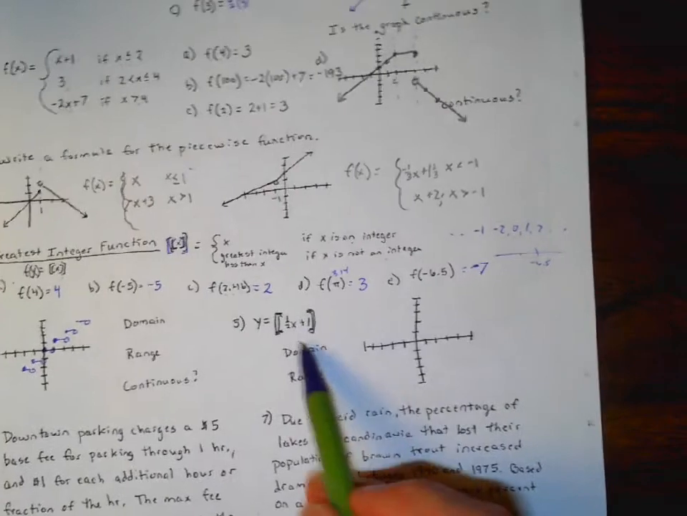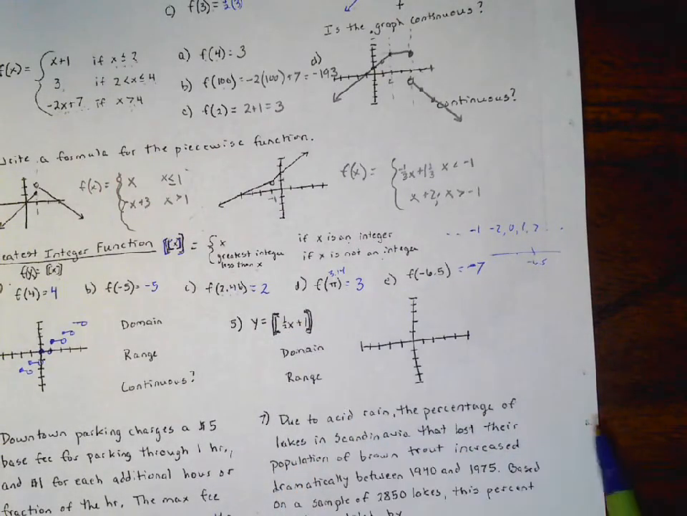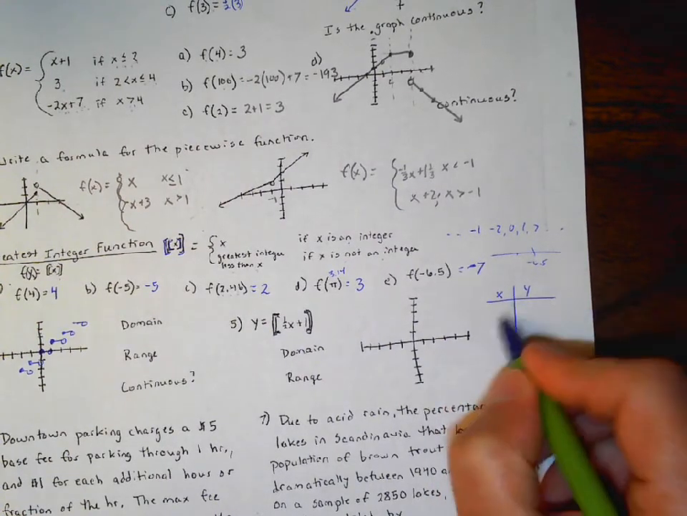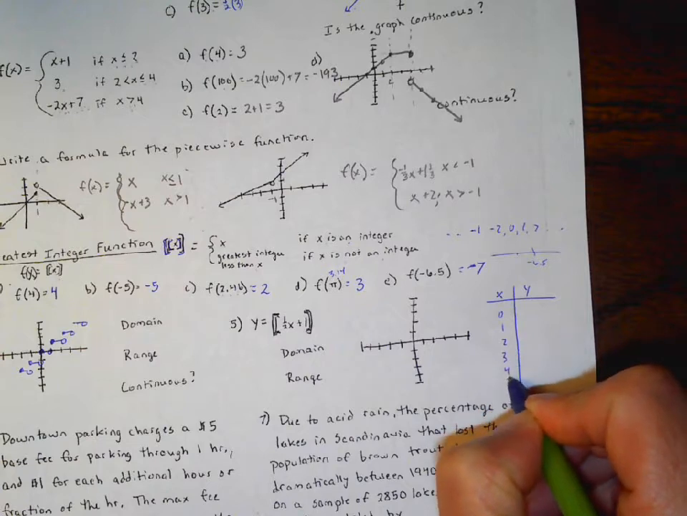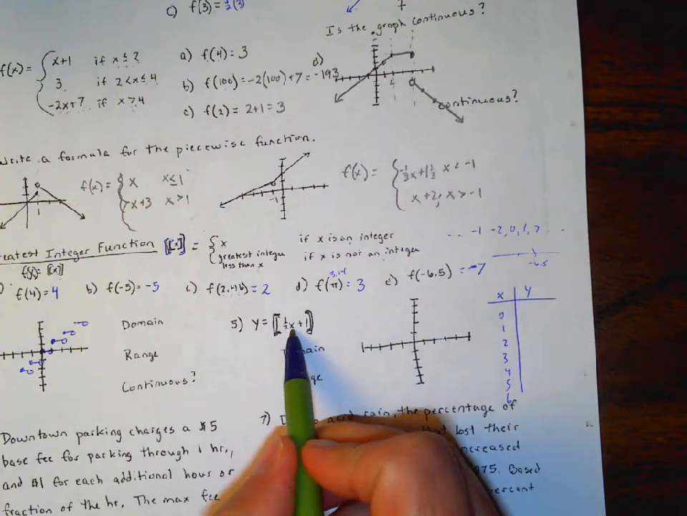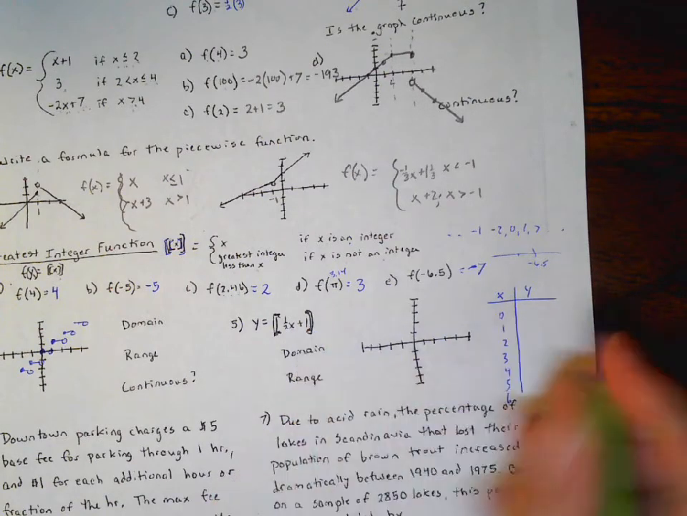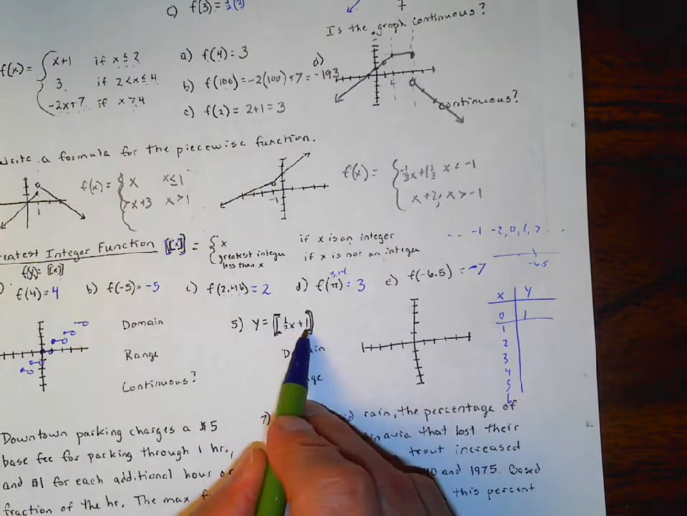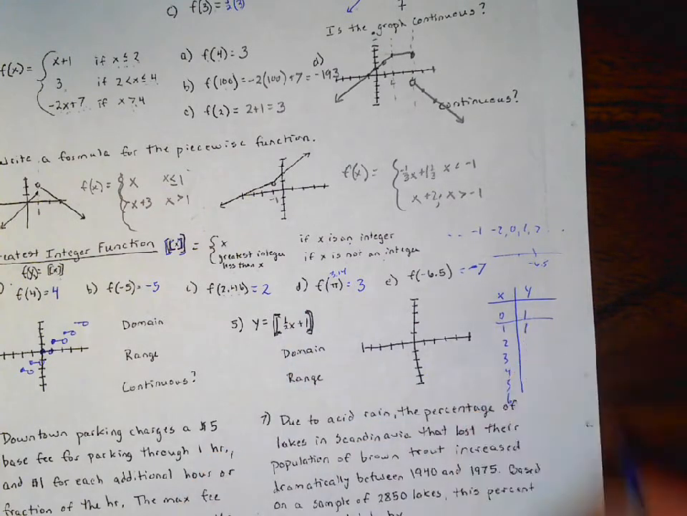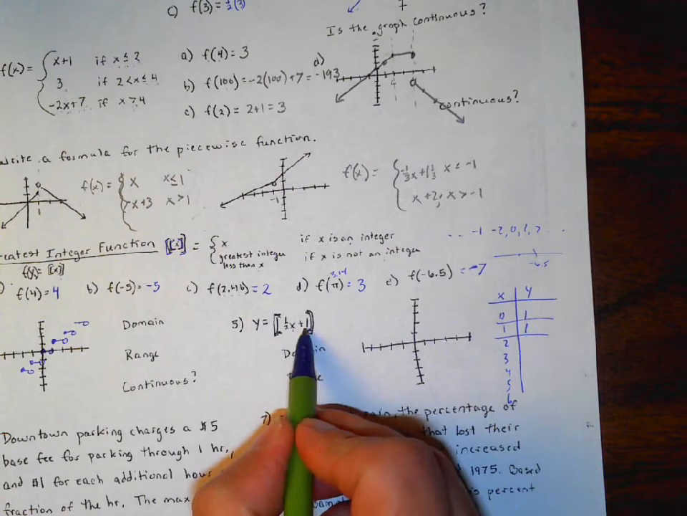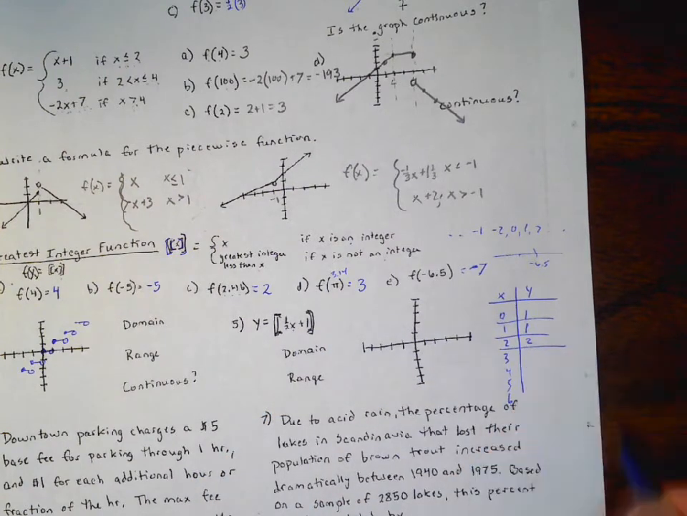Okay. So here we have the greatest integer function of 1/2 x plus 1. So let's make a little chart of this. Okay. So let's say x is 0. So let's plug in the 0. Half of 0 is 0. 0 plus 1 is 1. Plug in the 1. Half of 1 is a half. A half plus 1 is 1.5. The greatest integer, the one less than that, would be at 1. Plug in the 2. Half of 2 is 1. 1 plus 1 is 2. So that's an integer, stays at 2.